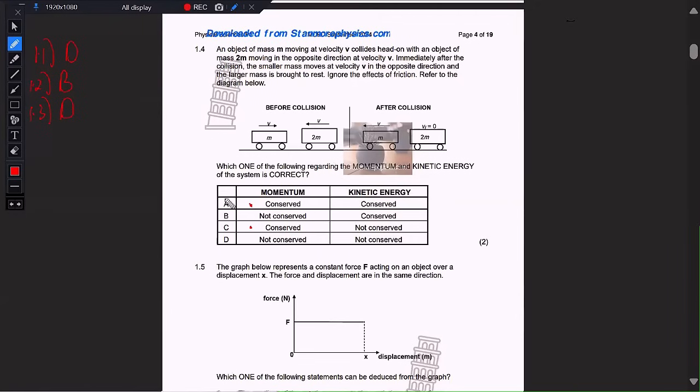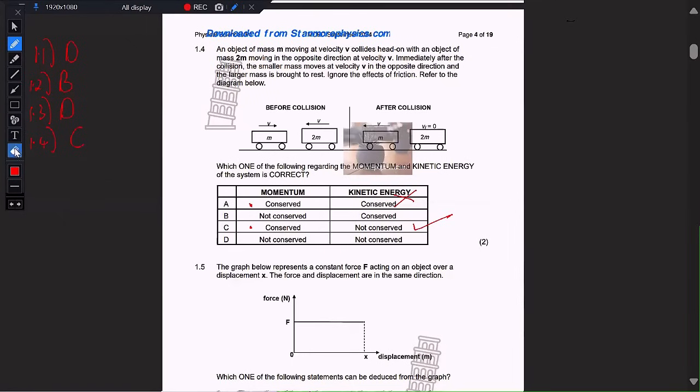So here in option A, they say kinetic energy is conserved, which would be incorrect. But then in option C, we can see they say kinetic energy is not conserved. So this one is correct. So our option here would have to be C.